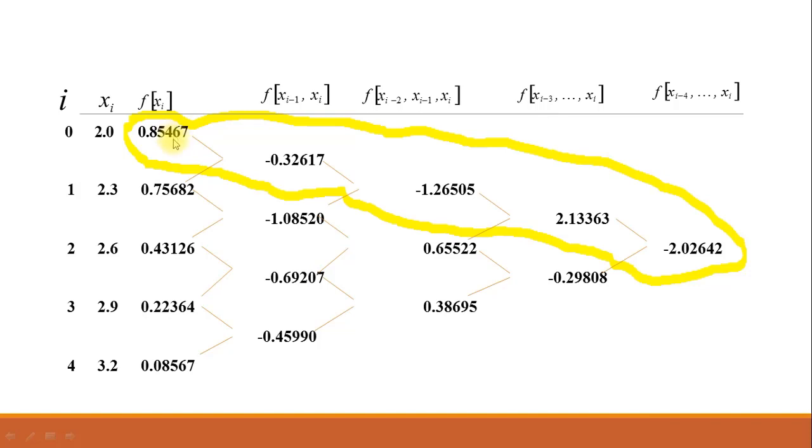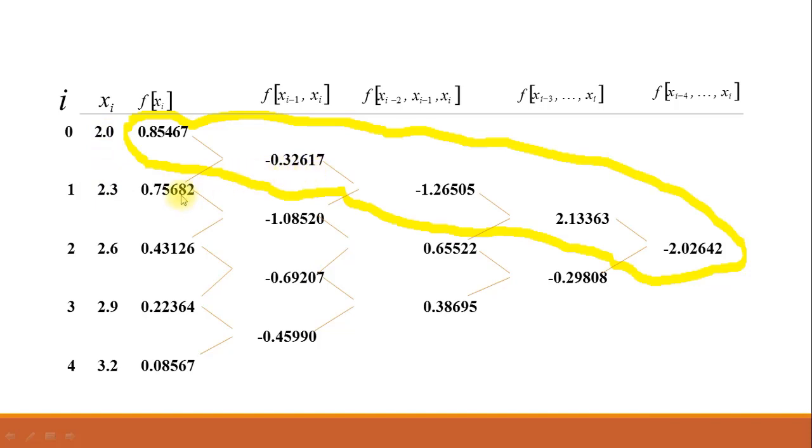Subtract consecutive terms from this column and each consecutive term from this column. Then divide the result of this subtraction by the subtraction of these two terms. Like subtract this number from this number, and subtract 2 from 2.3, and then divide the difference of these two terms by the difference of these two terms, we get minus 0.3261.